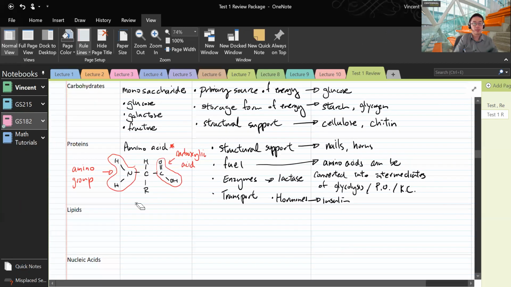Next one, lipids. There are no monomers for lipids, right? It's just components. So we can have a glycerol, for example. We can have fatty acids. We can have maybe a phosphate group, right? So these are all components that we can use to build the different types of lipids. And what are some functions of lipids? Anybody?